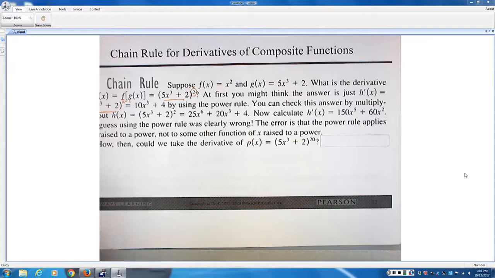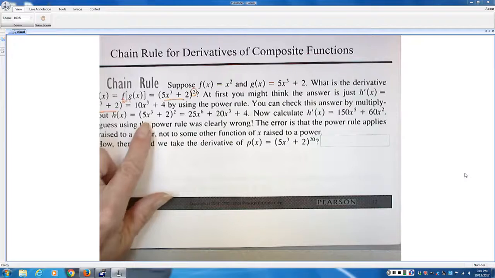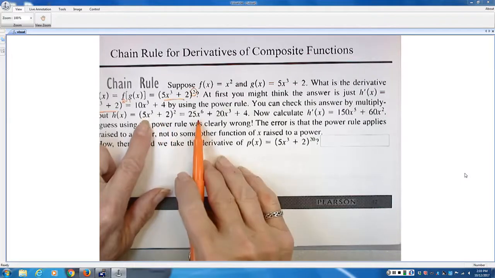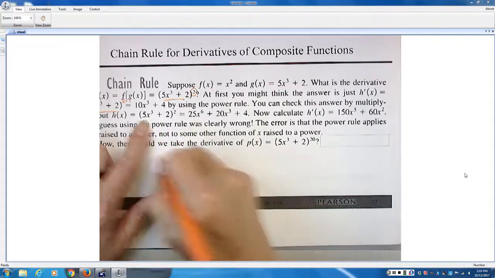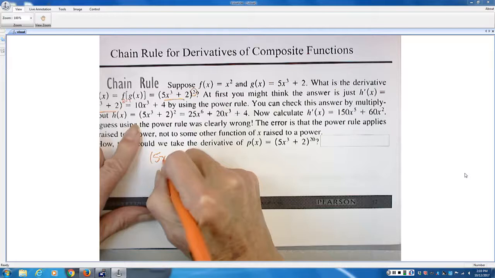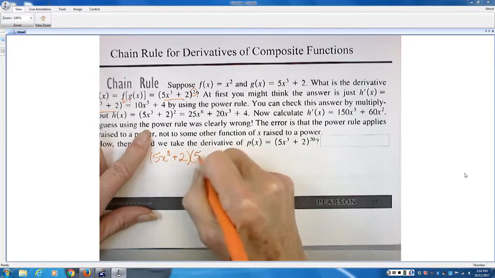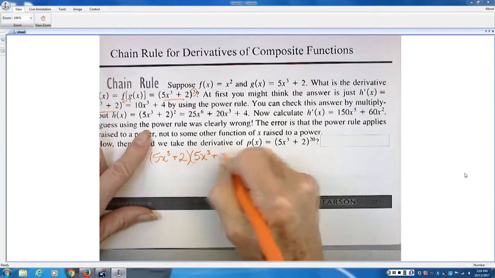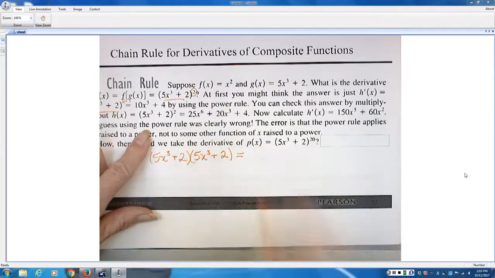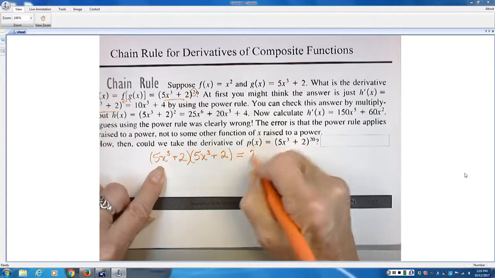And then you just multiply through by the 2. But that's not right. Because if you multiply out 5x squared plus 2, I'm sorry, 5x cubed plus 2, what you actually get is 25x to the 6th.